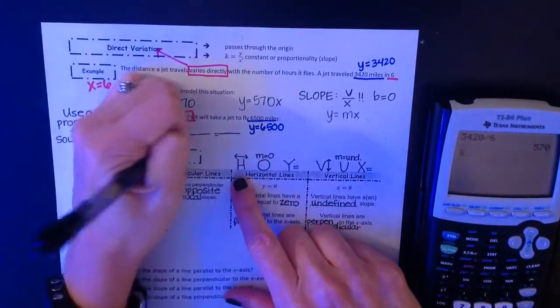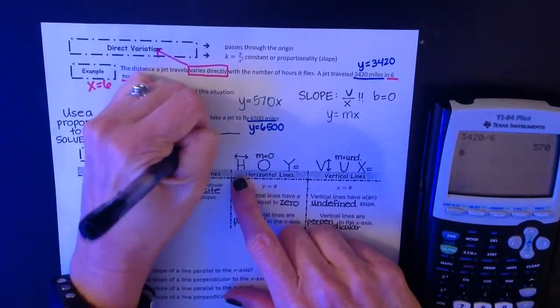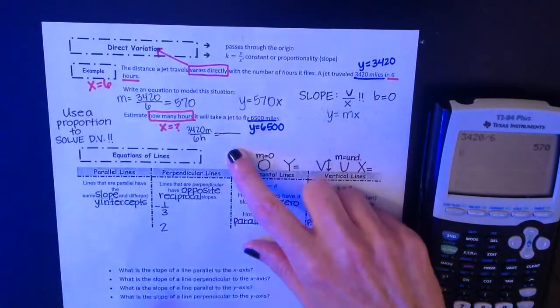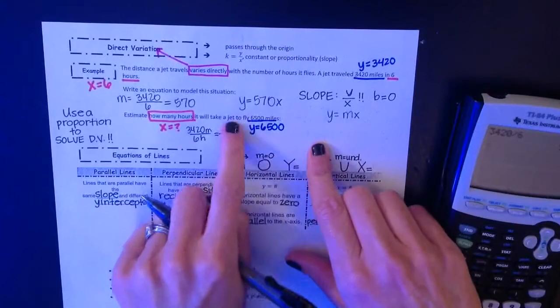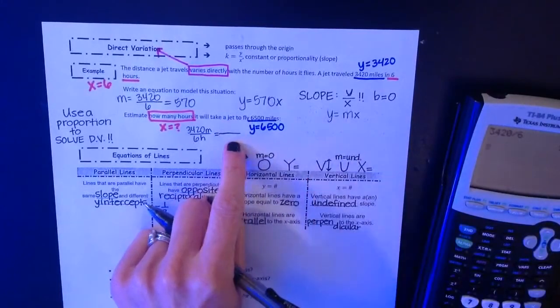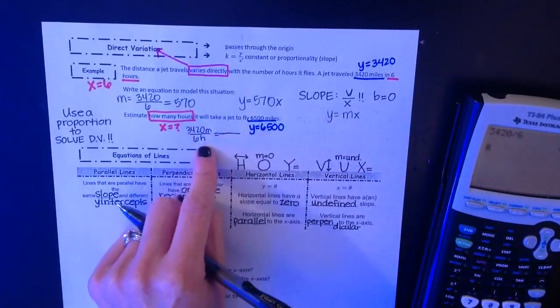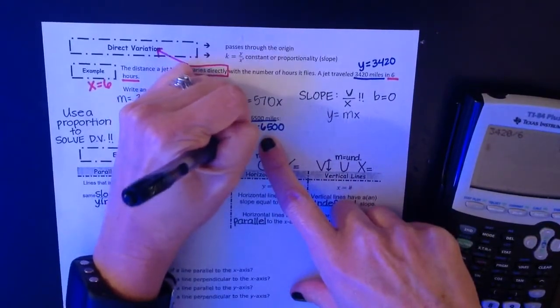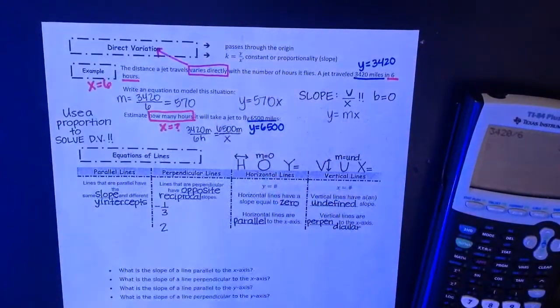So we're just going to set this up. I'm going to say 3,420 miles over 6 hours. And now I'm going to set up my other side, other ratio. And miles has to be in the numerator and hours in the denominator because of how I set up my first ratio. So I'm going to say 6,500 miles over x hours.